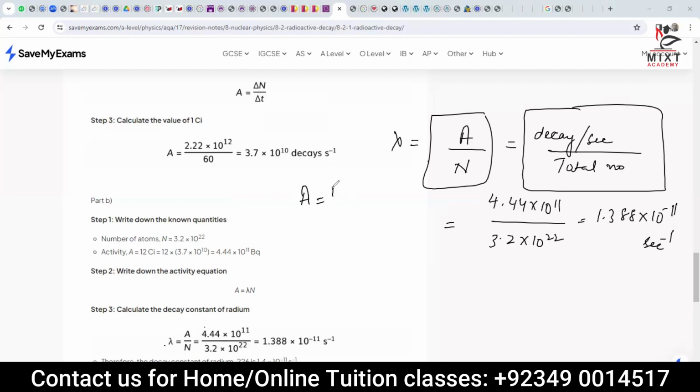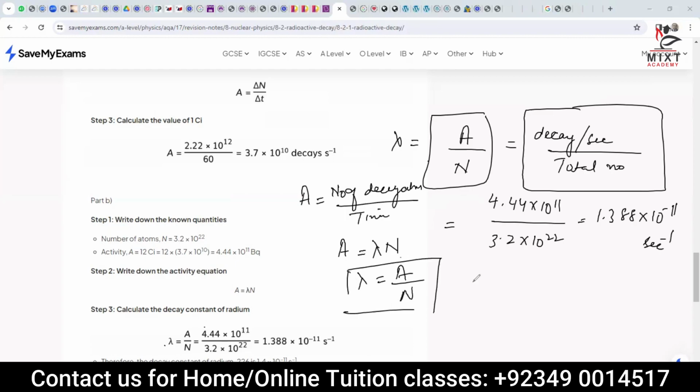Activity is equal to the number of decayed atoms divided by time. And then we found out that the activity is equal to a constant value multiplied by the number of atoms. Or in other words, lambda will be equal to A divided by N. The unit of lambda we found out is second inverse.